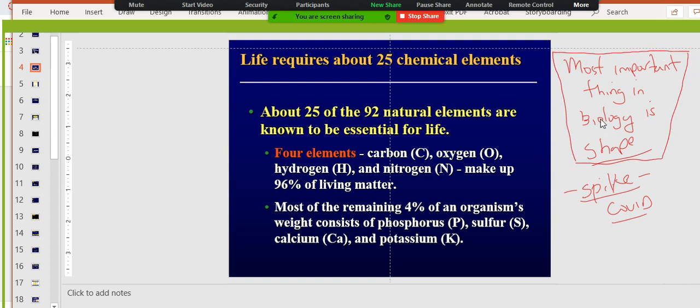If you design a drug to, say, block pain, then it needs to fit in that pain receptor. And if it doesn't have the right shape, it's not going to fit and it's not going to function right. So this is by far the most important thing in biology. And maintaining the shape of your molecules and your proteins is extremely critical.